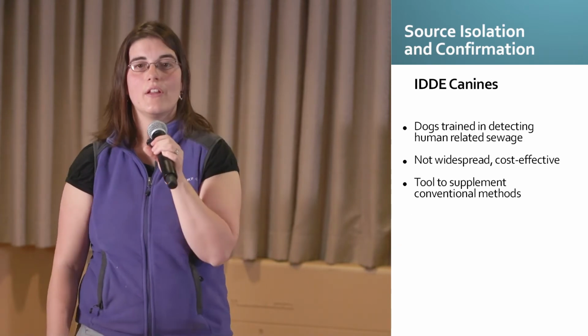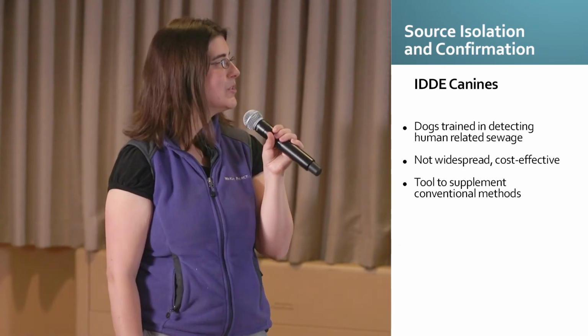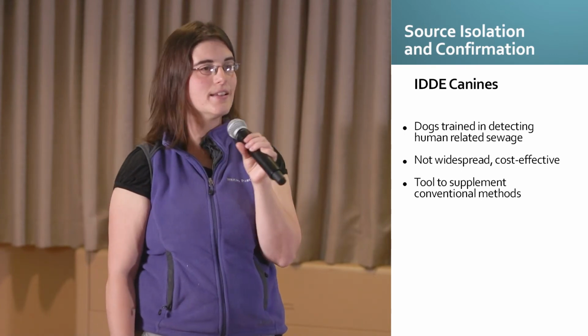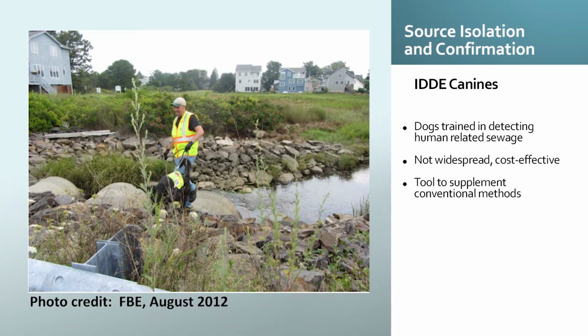Then a newer up-and-coming approach is using IDDE canines. They're dogs that are trained in detecting illicit discharges from human-related sewage. It's not a widespread practice, but it is cost-effective, and it is a tool that can supplement your traditional and conventional methods.